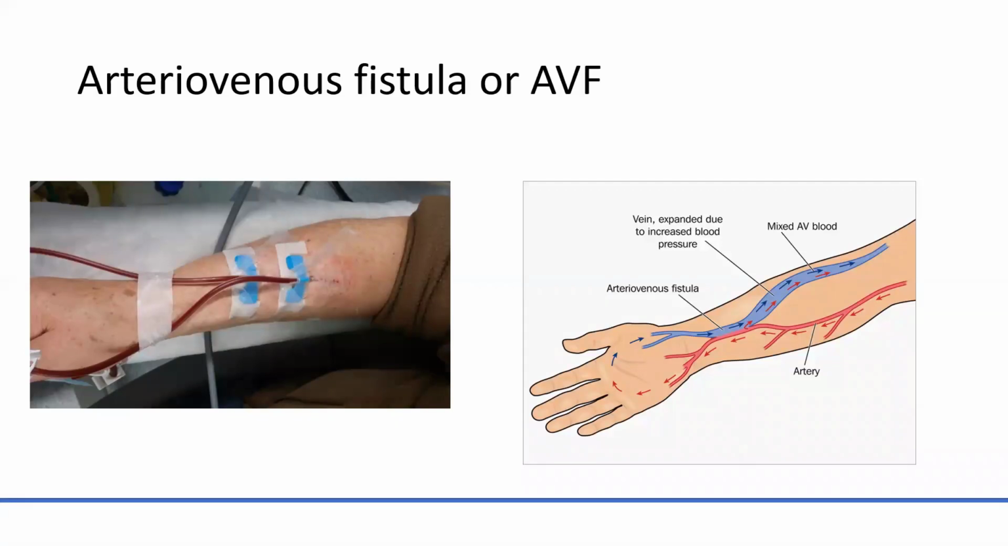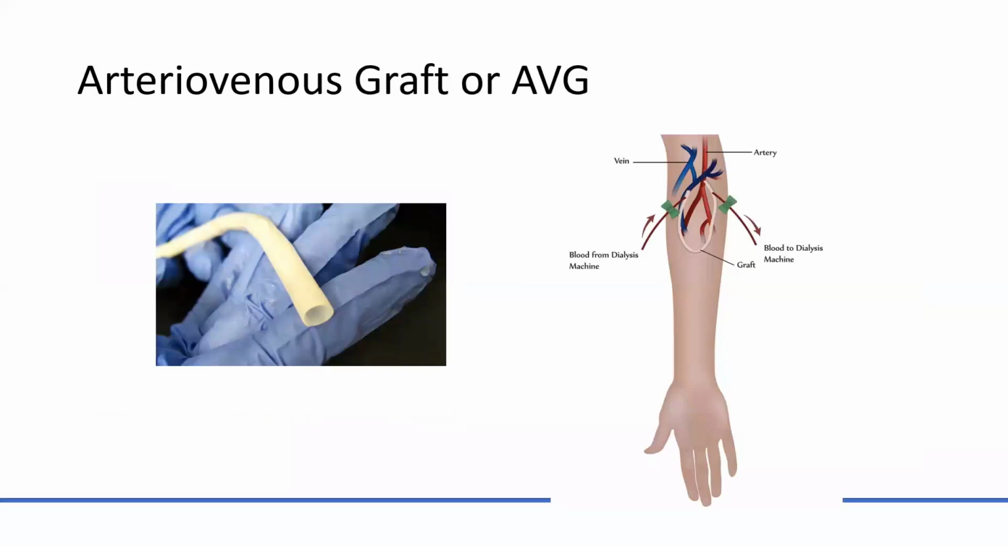And you can see that in the cartoon figure on your right-hand side. And on your left-hand side, you will see that 2 needles are put into that large vein that grows after the fistula is put in. So the fistula must be done in the operating room.